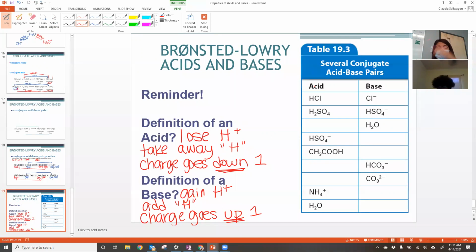Give it a shot, and you can talk to each other if you want to, whatever works. Filling in this table based on what I give you and based on what we just talked about, if you're going from a base to an acid versus an acid to a base. And again, feel free to chit chat. Grab some water.